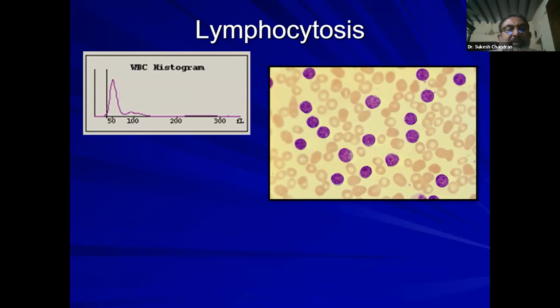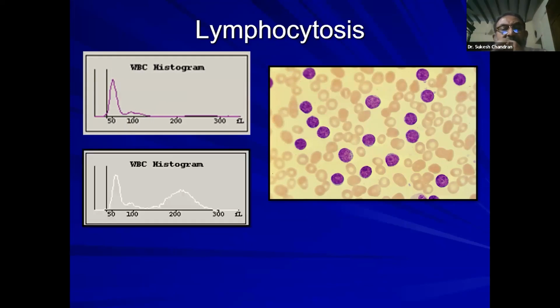Let's compare it with a normal histogram. Okay. Now you can tell me the lymphocytes are looking smaller. So these are smaller lymphocytes, which is called lymphocyte microcytosis.